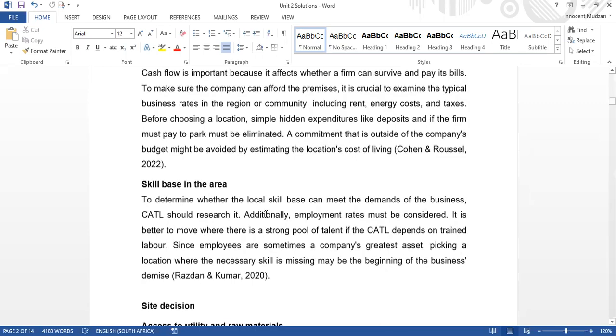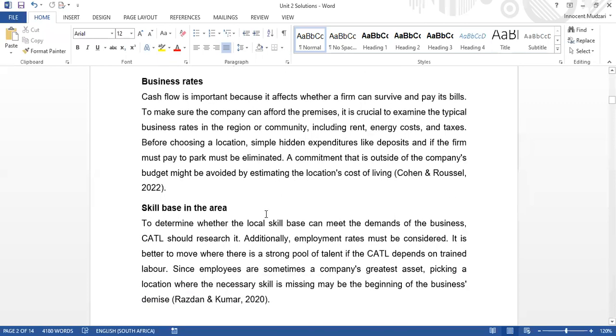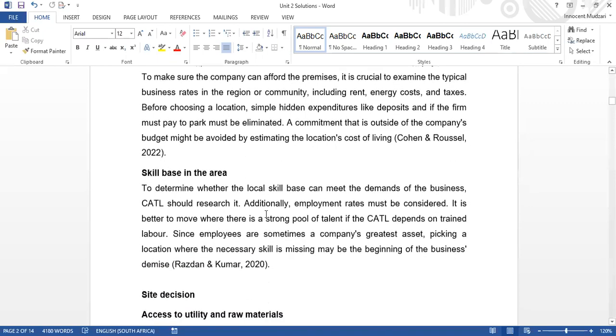Right. And then what we can also look at under the region and community decision is the skill base in the area, right? To determine whether the local skill base can meet the demands of the business, CATL should research it. Additionally, employment rates must be considered.